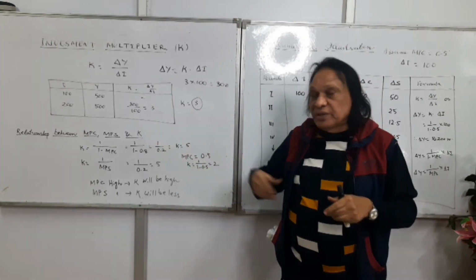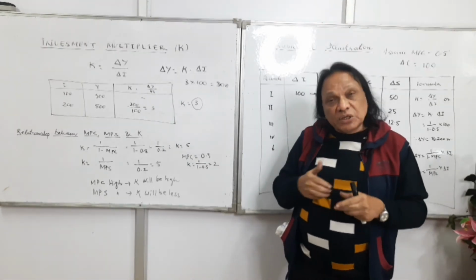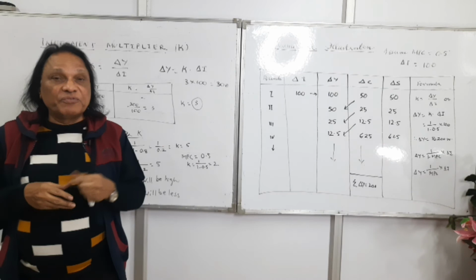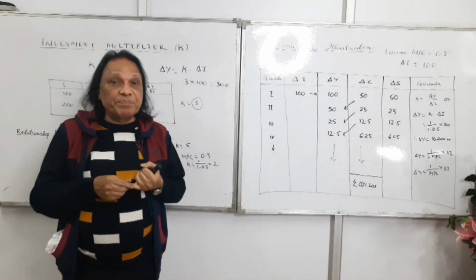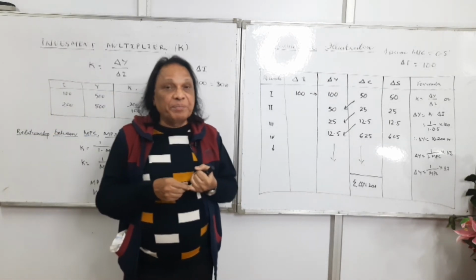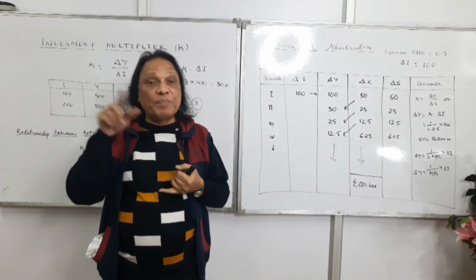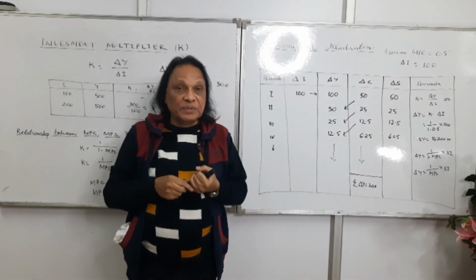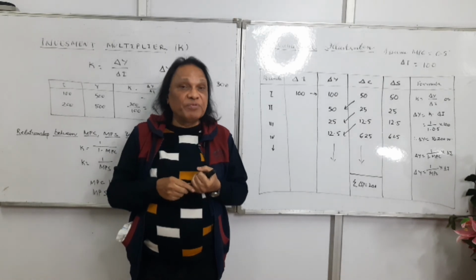Now we go to the next concept here. There is a close relationship between K and MPC and MPS. First we'll see with MPC. K is equal to 1 upon 1 minus MPC. If MPC is high, K will be high. If MPC is low, K will be low.